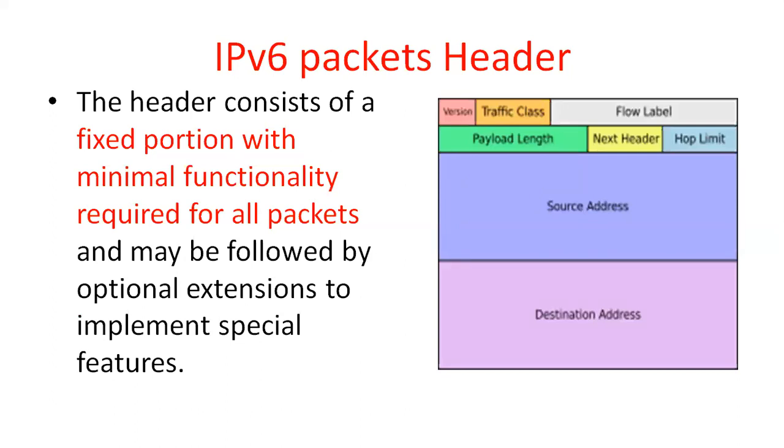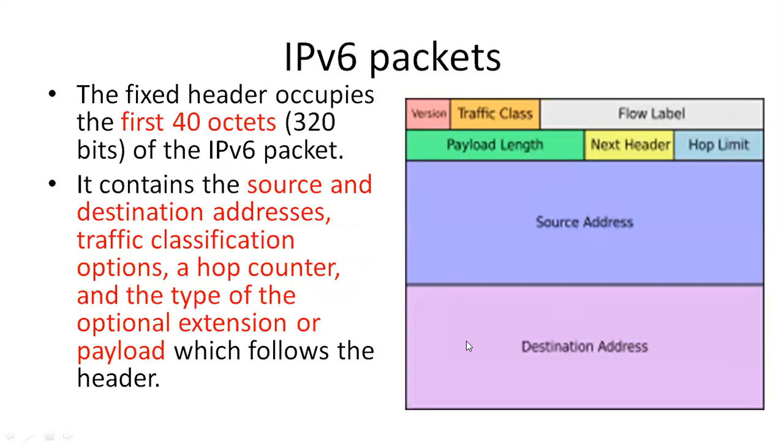It has the version, traffic class, flow label, payload length, next header, hop limit, and then source and destination IP address. The next header is one of the important ones, and it is fixed. This header occupies the first 40 octets, that is 320 bits of the IP version 6 packet.